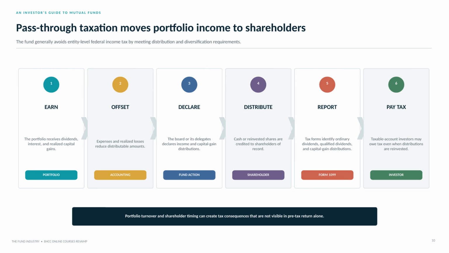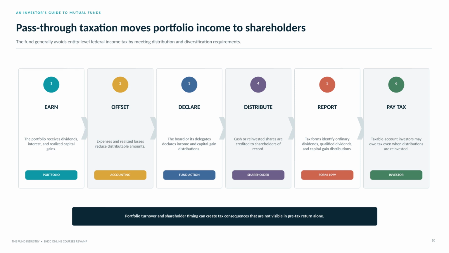Mutual funds generally use pass-through taxation. The portfolio earns dividends, interest, and realized capital gains. Expenses and realized losses reduce what is available to distribute. The fund then declares and pays distributions to shareholders, either in cash or through reinvested shares, and reports the tax character on forms such as Form 1099.